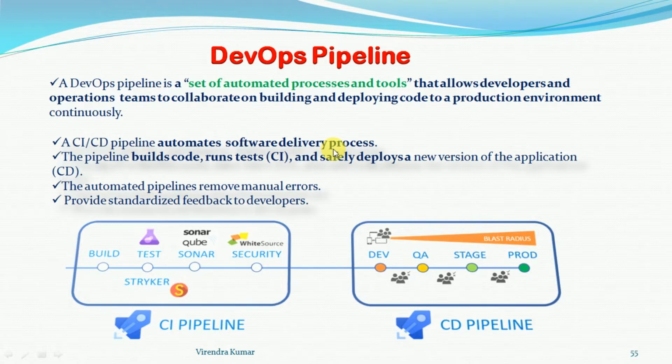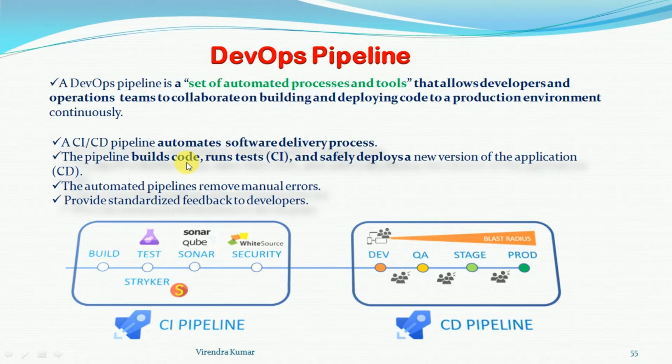A CI/CD pipeline automates the software delivery process. If you are working in a software company, then you know the SDLC model, the software development lifecycle. We develop the software and then we deliver it to the production environment so that the end user can use this product. But we need to do some testing, perform some actions, and do some quality checks. These things are done automatically through the CI/CD pipelines.